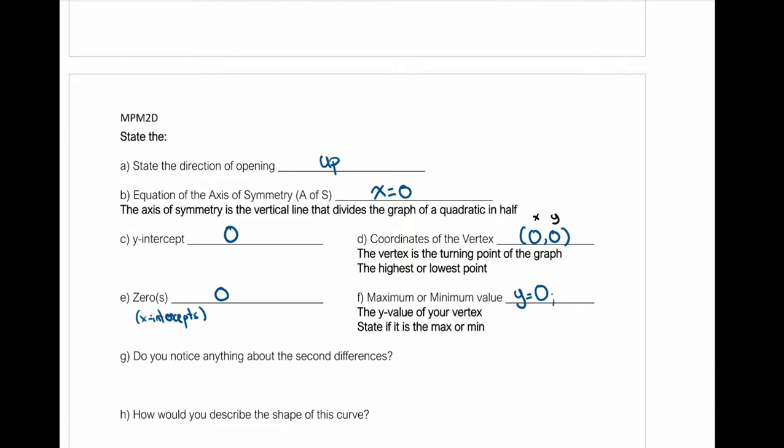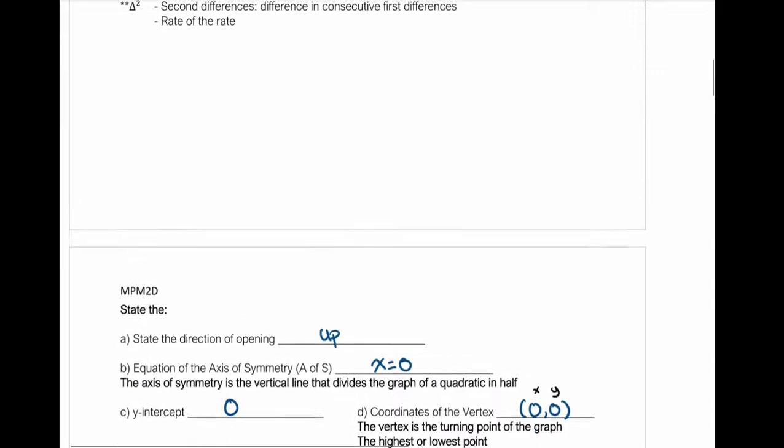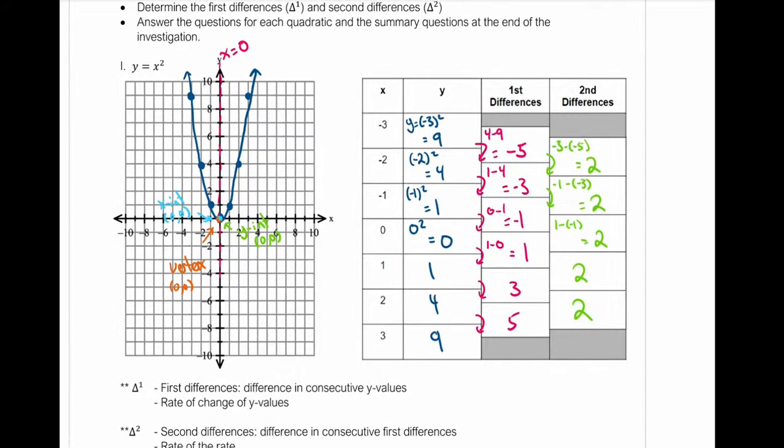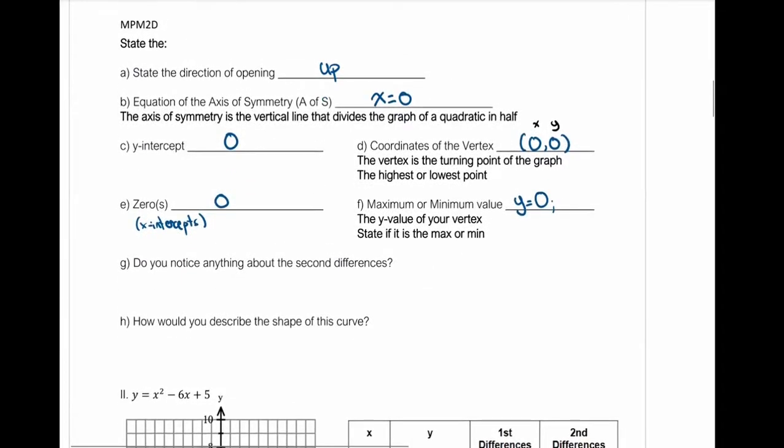And because it wants us to state if it's the maximum or minimum, if we look at our graph, because it opens up and the arrows are pointing up and the vertex is down here at the bottom, that optimal value is the minimum value, because it's the lowest that our quadratic is going to be. Because those arrows continue on up forever, it's going to continue to get higher and higher. So it's never going to have a maximum value. But it will have that minimum value of 0. So it is a minimum.